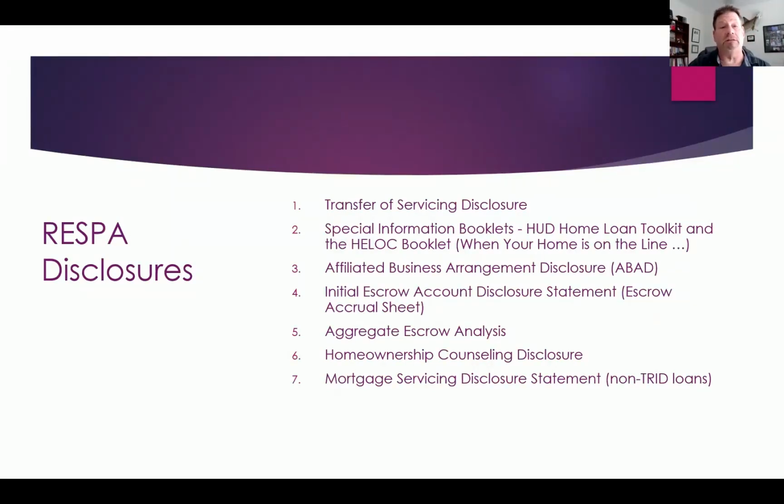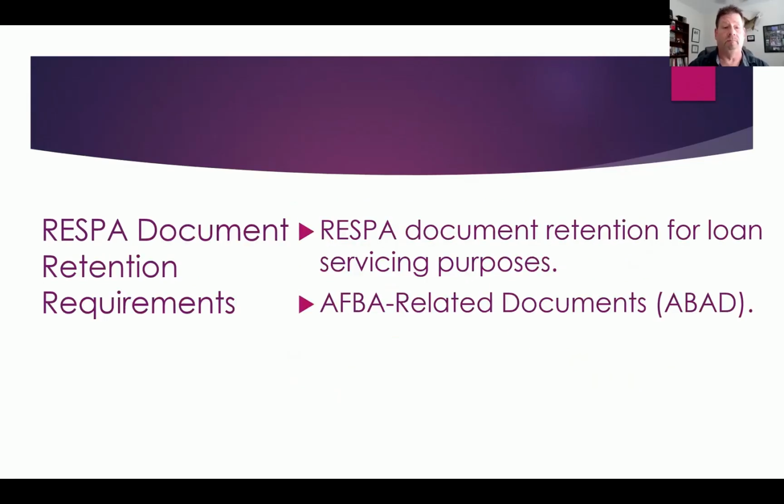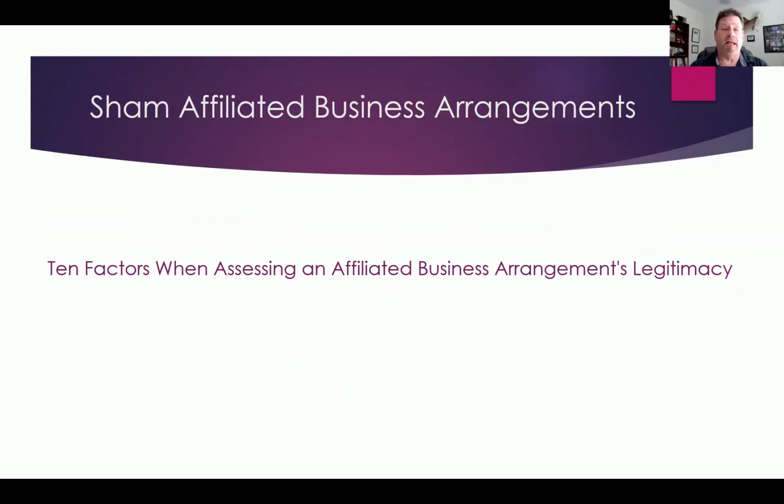The affiliated business arrangement disclosure, you may also see it referred to as the ABAD. The initial escrow account disclosure statement, also referred to as the escrow accrual sheet. The aggregate escrow analysis and the terms behind escrow analysis, the homeownership counseling disclosure, and the mortgage servicing disclosure statement used for non-TRID applicable loans. RESPA document retention requirements are important to know pertaining to loan servicing disclosures as well as the affiliated business arrangement disclosure.